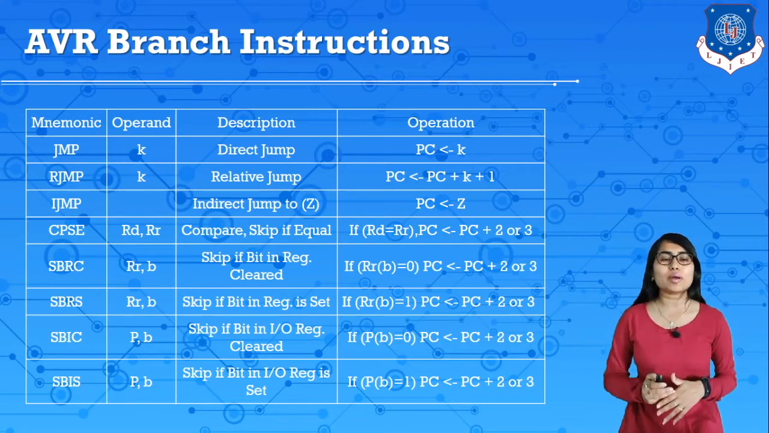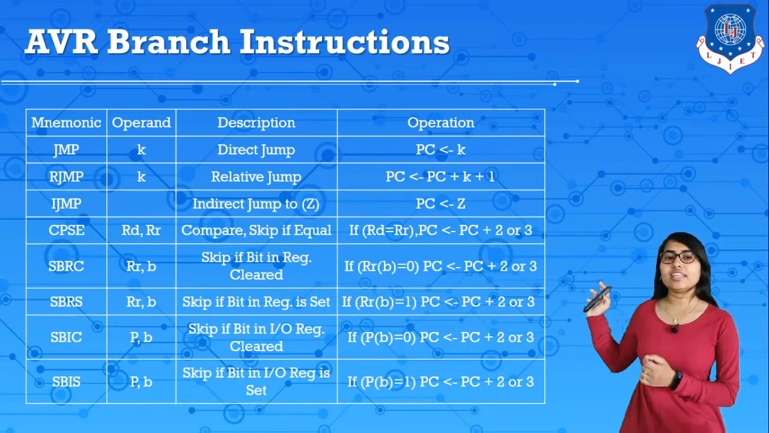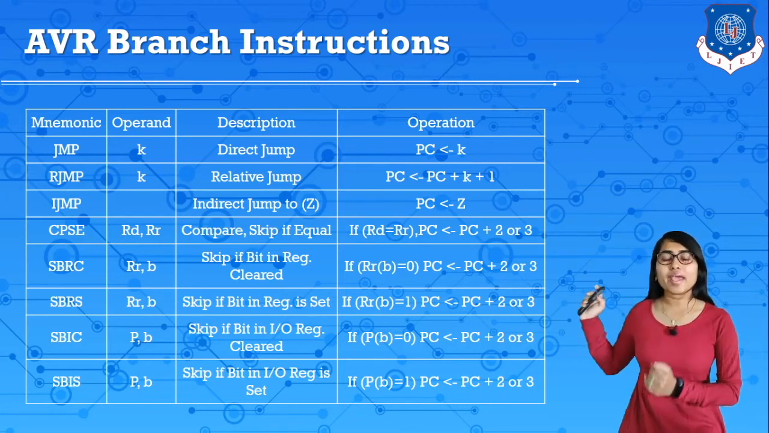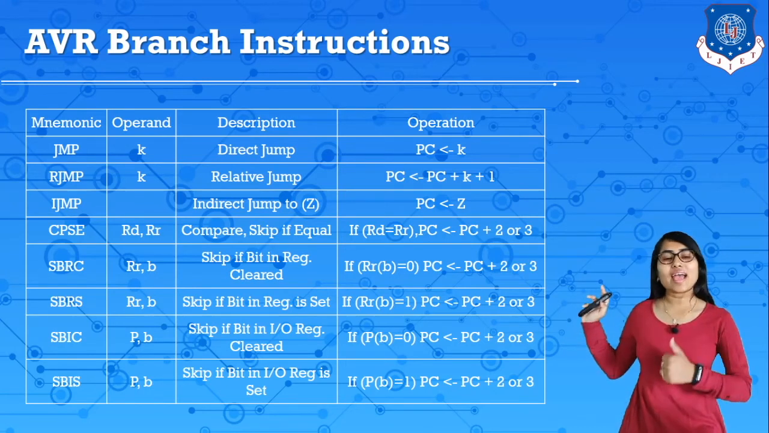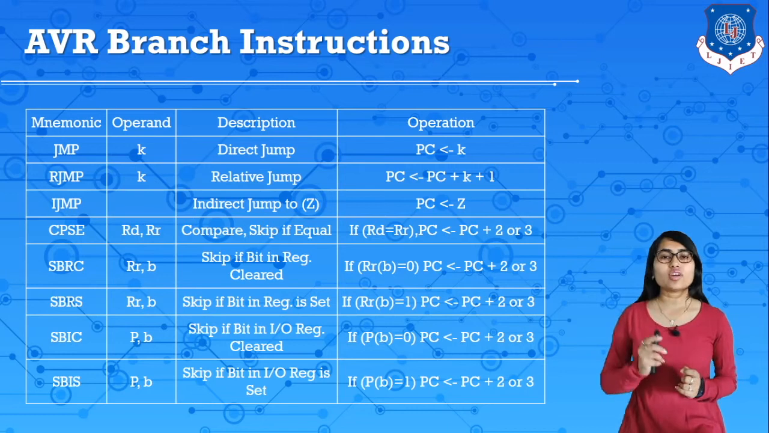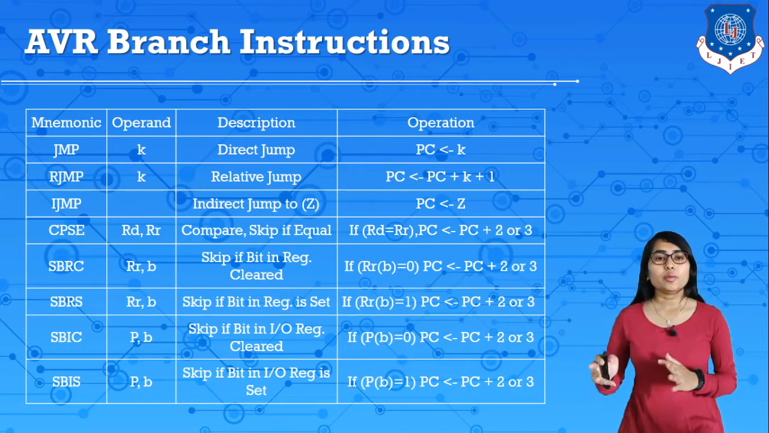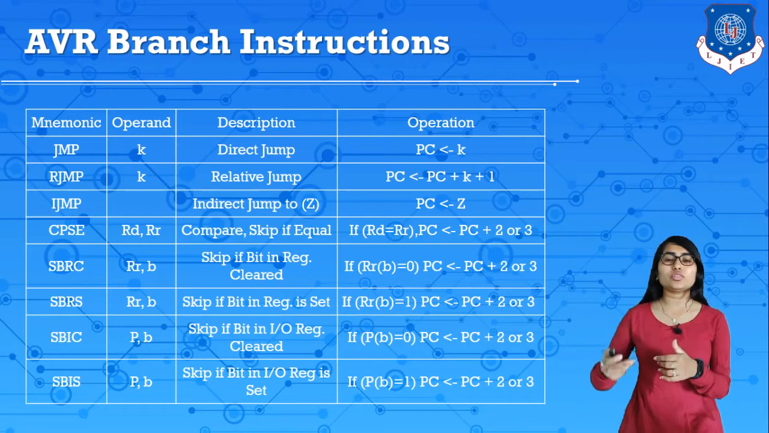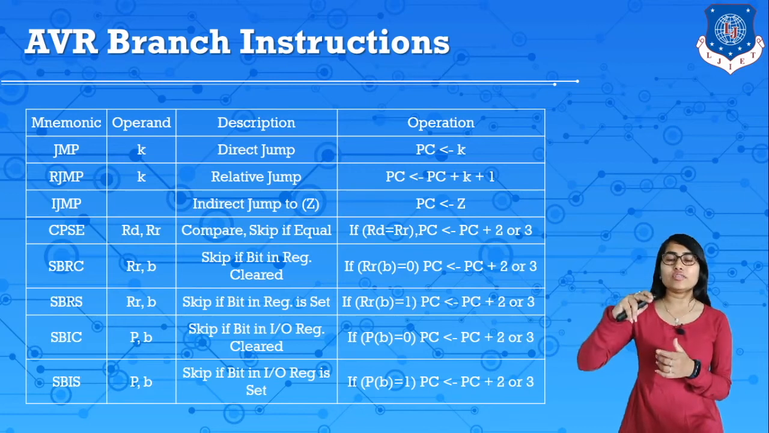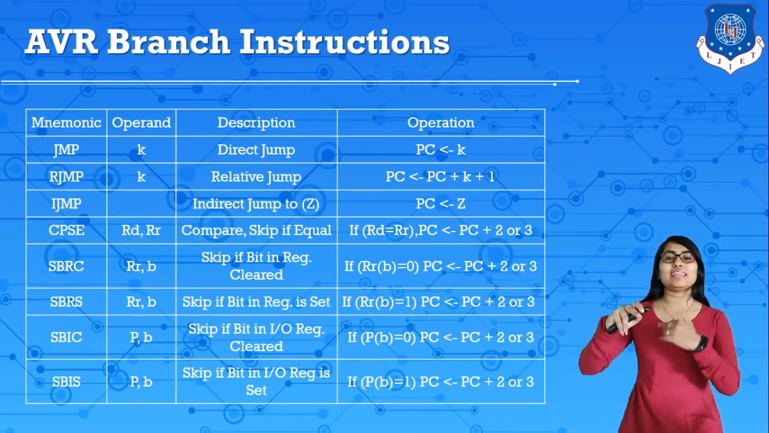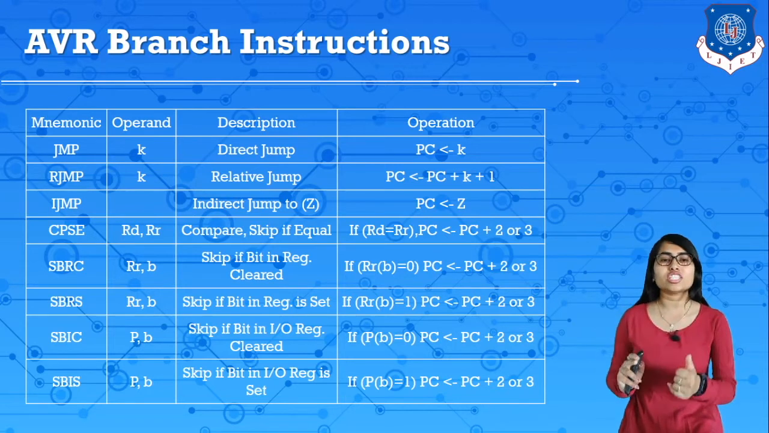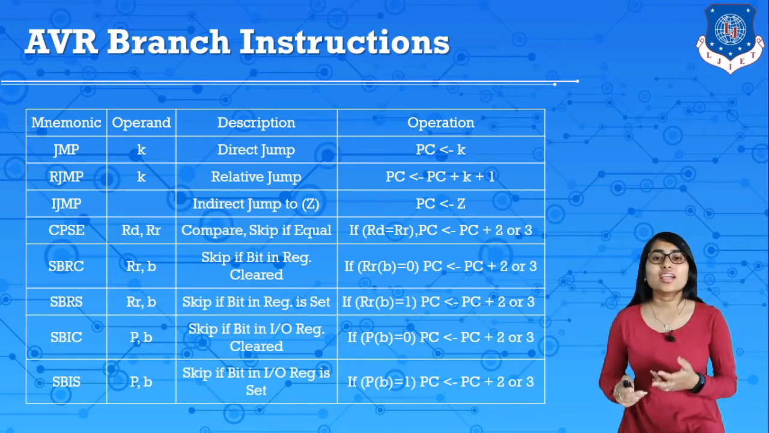Now let's discuss conditional branch instructions. The first is CPSE Rd, Rr. What it does is compare and skip if equal. If Rd is equal to Rr, then the value of the program counter is program counter plus 2 or 3, which means it skips the next instruction. If we are executing the code at line 10, then line 11 is skipped and execution goes directly to 12 or 13, depending on which instruction is executed and whether the conditions are met.